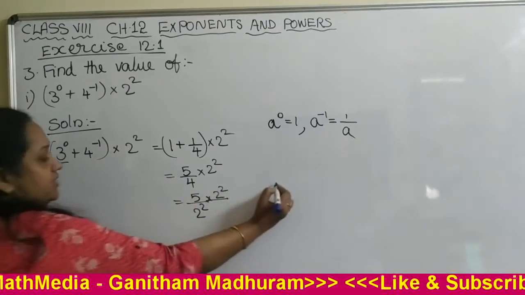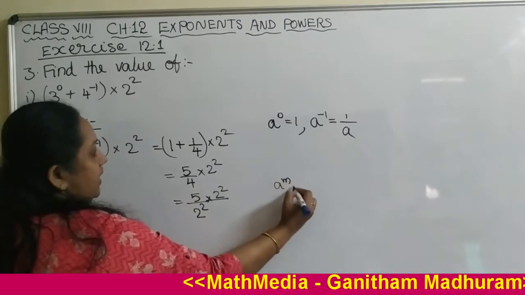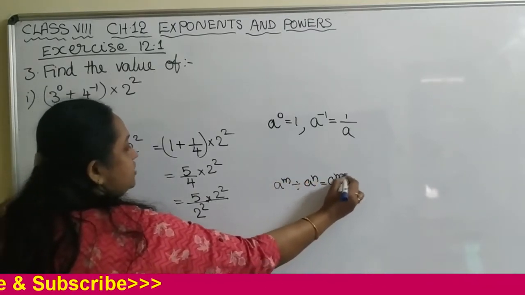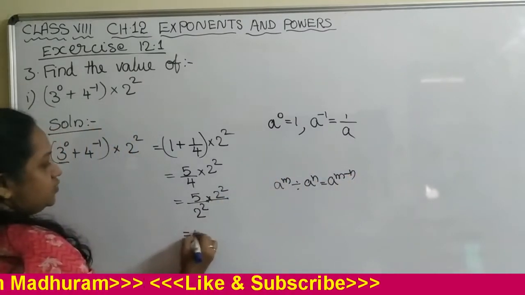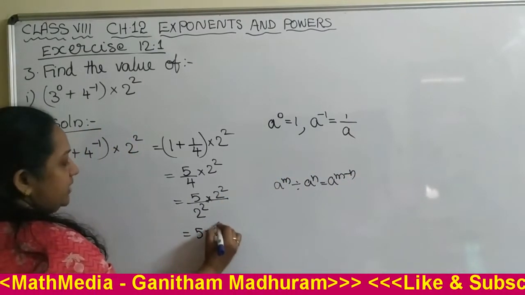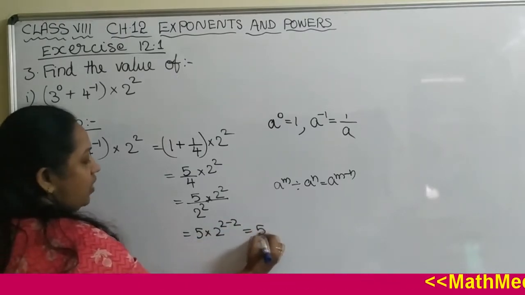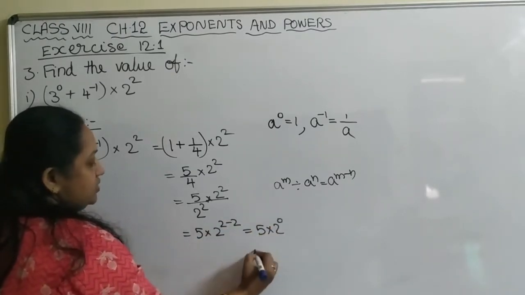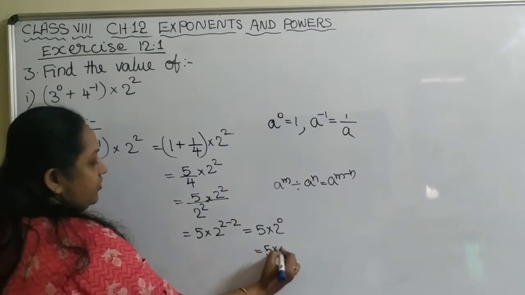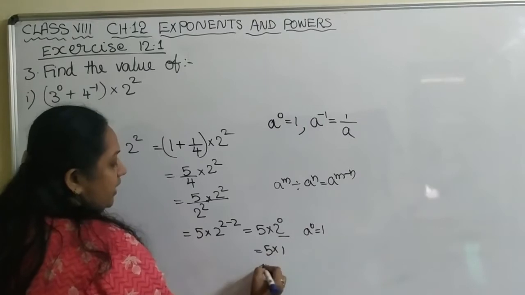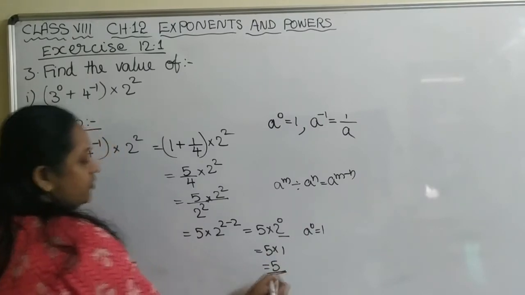Here a raised to m divided by a raised to n equal to a raised to m minus n. So 5 into 2 raised to 2 minus 2, which is equal to 5 into 2 raised to 0, that is 5 into 1, because a raised to 0 is 1. So the answer is 5.